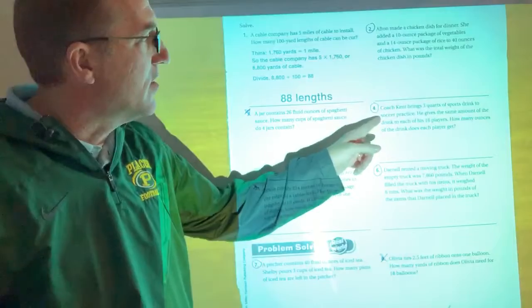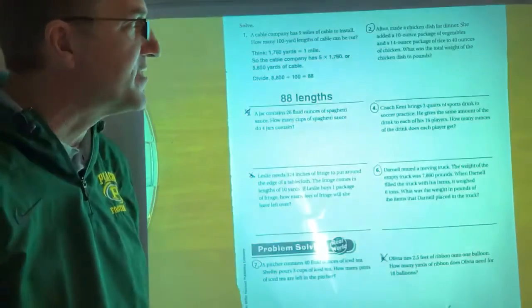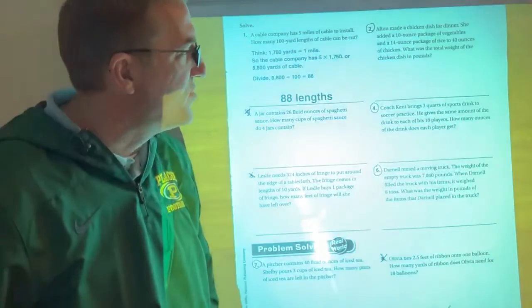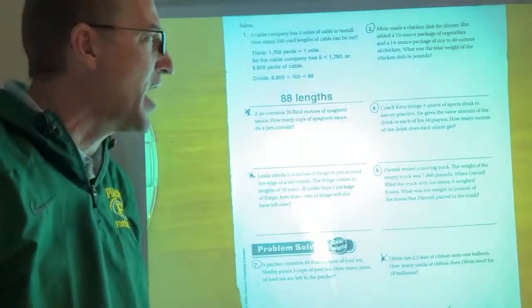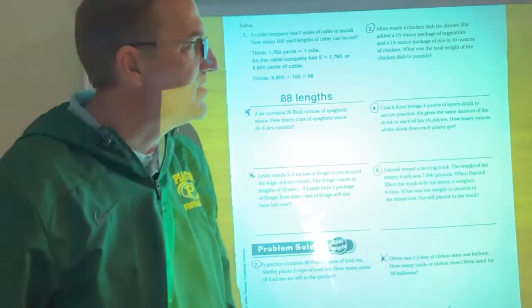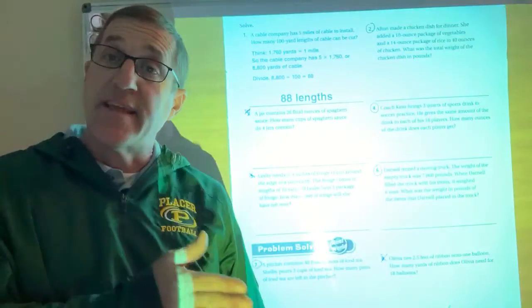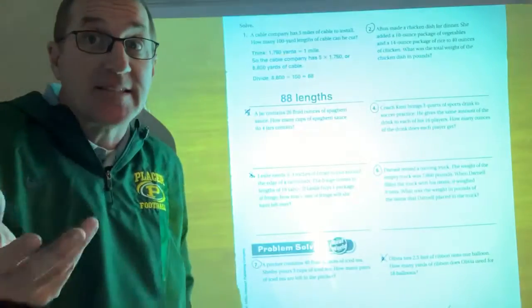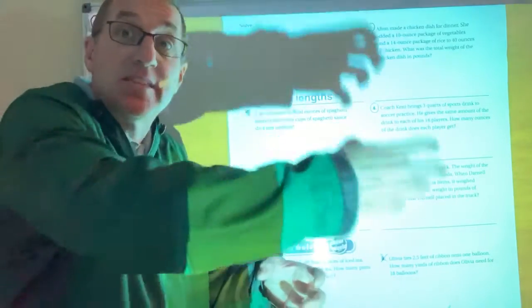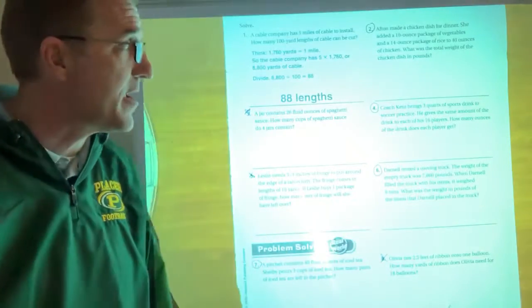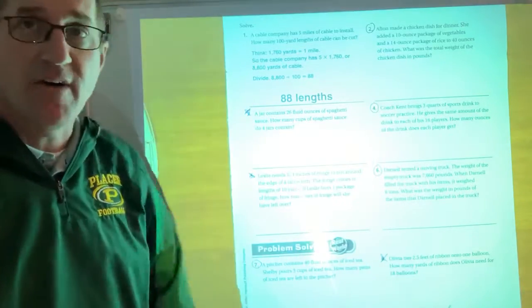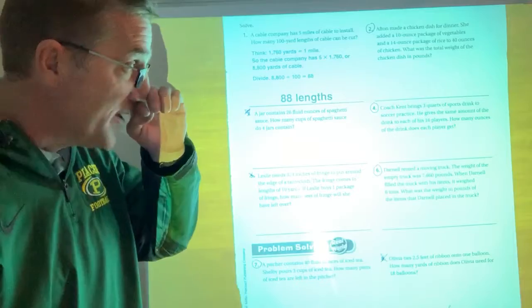All right. Coach Kent brings 3 quarts of a sports drink to soccer practice. He gives the same amount of the drink to each of his 16 players. How many ounces of the drink does each player get? So I've got to go from quarts to ounces. Okay, and that's a multi-step, or you can use your chart to do it in one giant leap. All right, it's up to you. And then he's got 16 players, so he's giving it out 16 times. He's going to end up doing some division there, right? So multiply and divide.